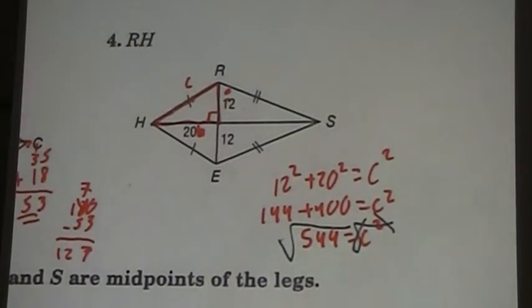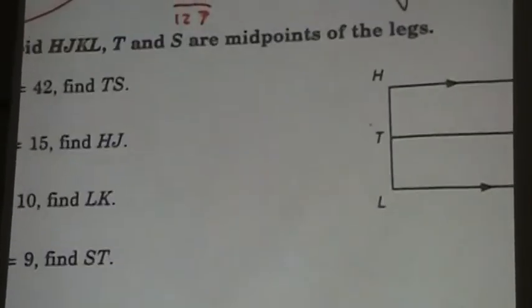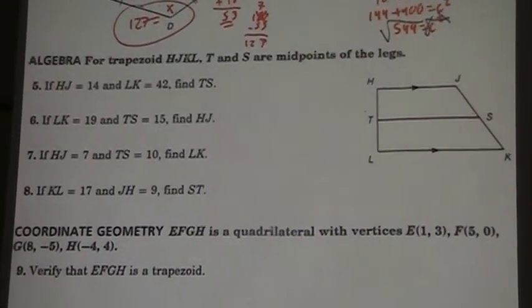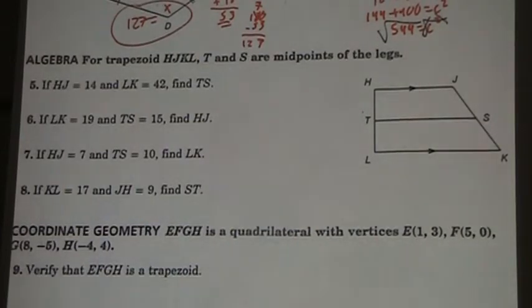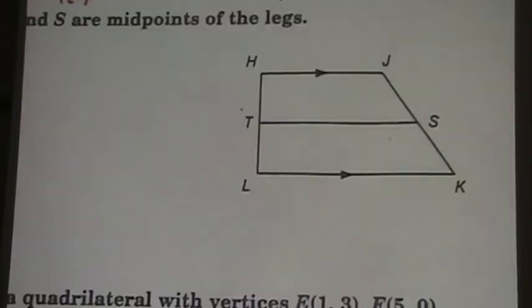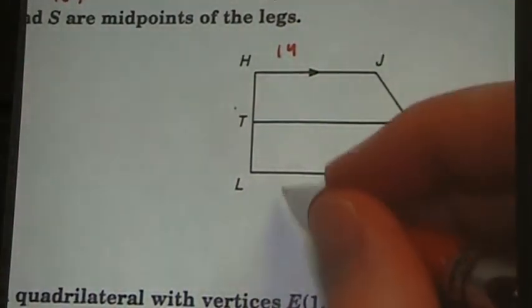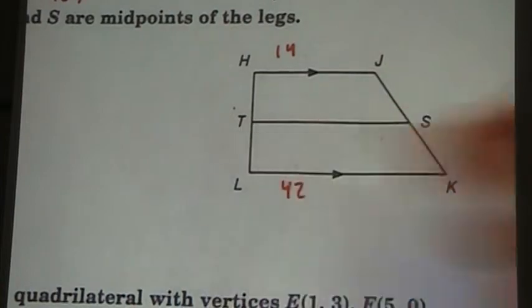Alright, next questions. Midpoints. You might see some midpoint problems. And these problems give you some piece of information. We'll just do a couple, and we've got to find out the rest. So if HJ equals 14, actually I'll zoom in here so you can see better and I'll just write on what we're doing. If HJ equals 14 and LK equals 42, find ST.